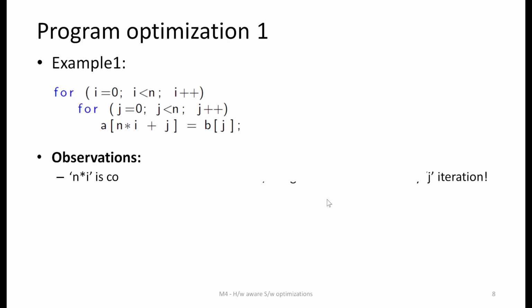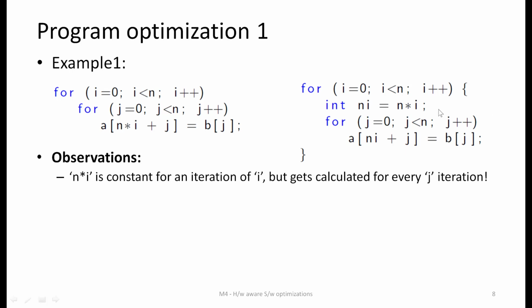The main observation here is that the value n times i is the same for an iteration of i and all the iterations of j. But with the current code, n times i gets calculated every time. So we can simply avoid that by calculating n times i once. Let's say we have introduced a new variable ni, which is just n times i, and we are using that variable inside the j loop. So we have avoided a multiplication instruction completely to generate the index of A.